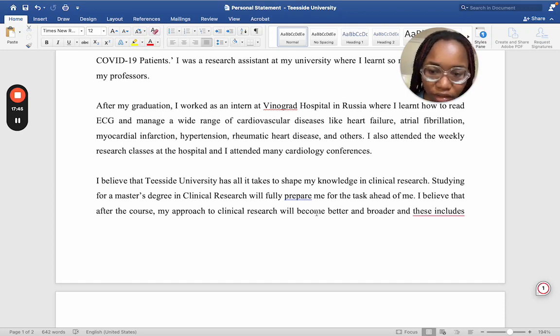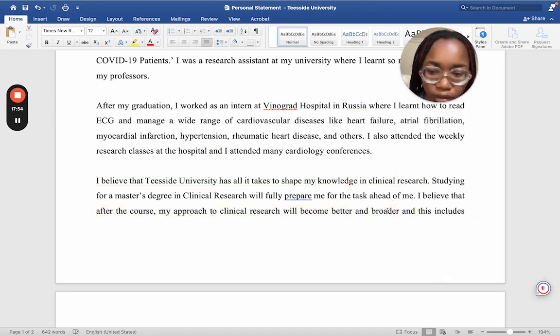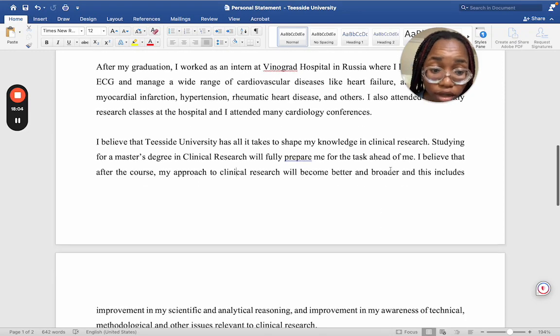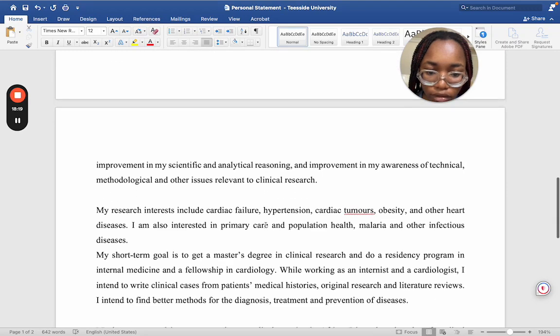I believe that after the course, my approach to clinical research will become better and broader with this. We put a punctuation, and this includes improvement in my scientific and analytical reasoning and improvement in my awareness of technical, methodological, and other issues relevant to clinical research.